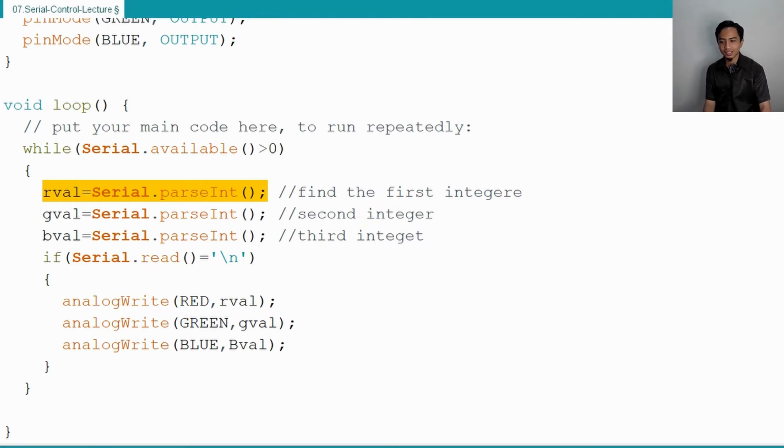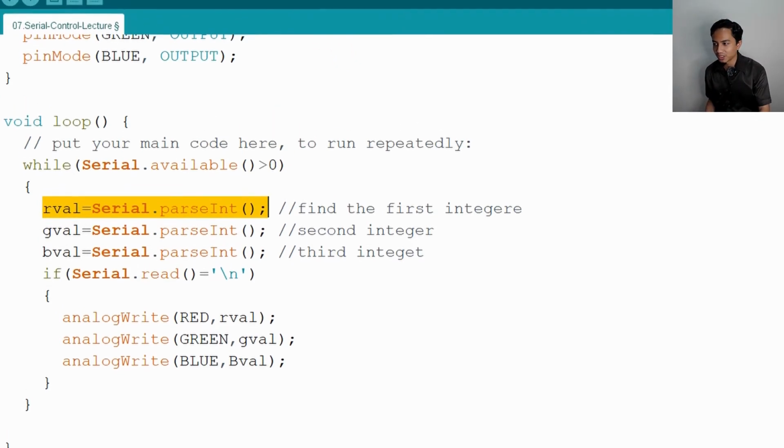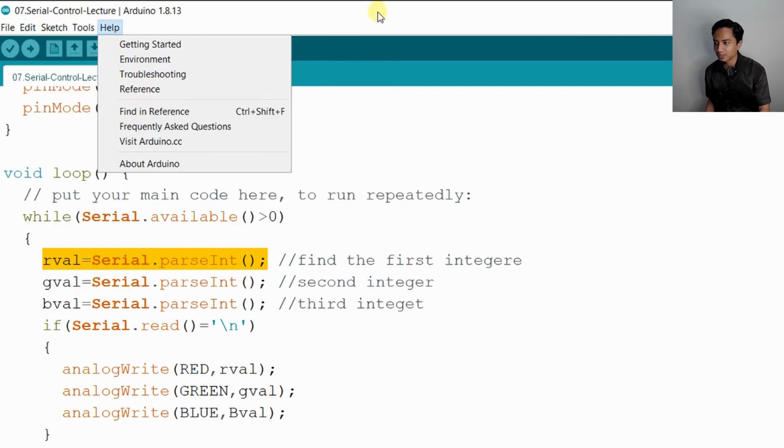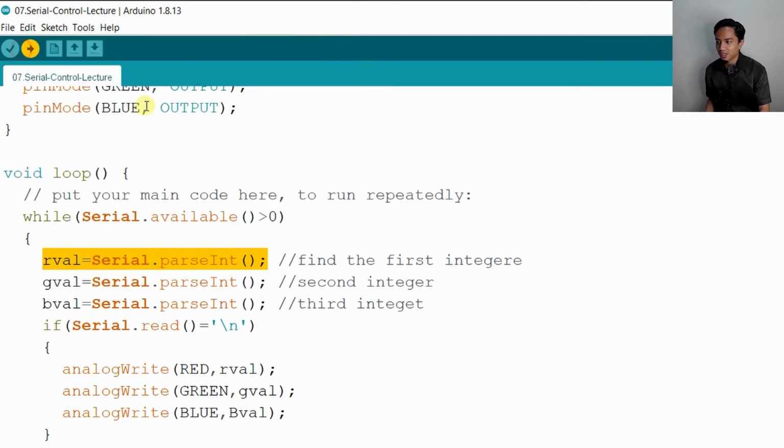So as usual, after you have done this code, we can connect our Arduino, and then after that we can recheck Arduino Uno, COM number, and upload.